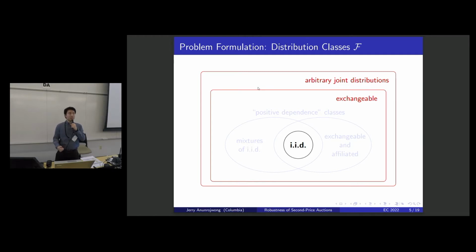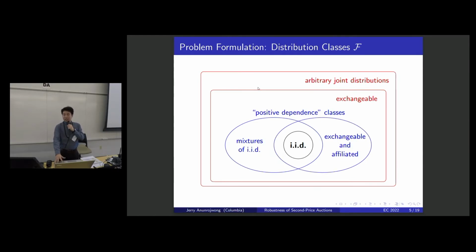But in practice, most valuations that we see are positively dependent, so we want to extend the IID class to capture this positive dependence. One such class is mixtures of IID. Another such class is exchangeable and affiliated. And we will discuss what these terms mean in the next slide.